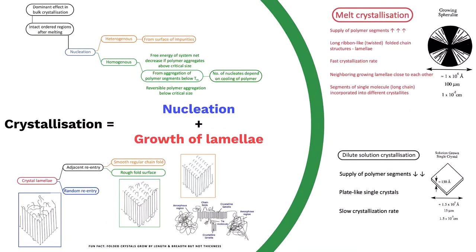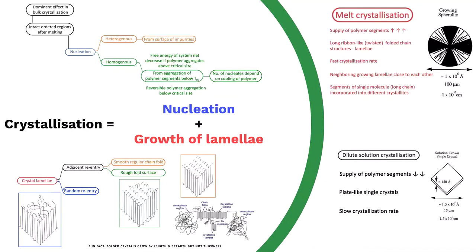Now, crystallization can be varied based on your processing method. If you use melt crystallization, that means you heat up a polymer and you let it melt. What happens is the amount of polymer chains is significantly higher, and you have long ribbon-like folded chain structures, which is your lamella. And your crystallization rate is higher, is faster. As a result, the lamella are growing close to each other. There is a possibility of a long chain or single molecule incorporated into different crystallites. So you could have a long chain that is part of a lamella A, and then another part of the same chain is the tie molecule, and the end part of this chain ends up in lamella B.